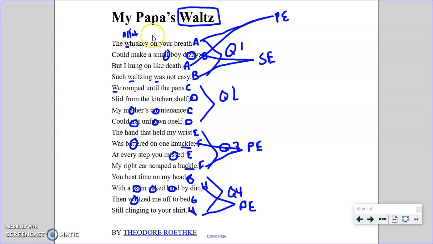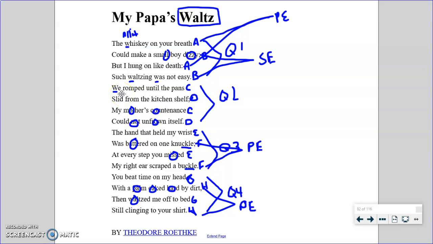I also then noticed, as I went through line by line, that this is full of sound devices. I see things right away like the double L and the double Z in the words small and dizzy. That's an example of consonance, right? I also looked at words like waltzing, was, and we, and whiskey, and noticed that the W at the beginning of these words was repeating. That's an example of alliteration.